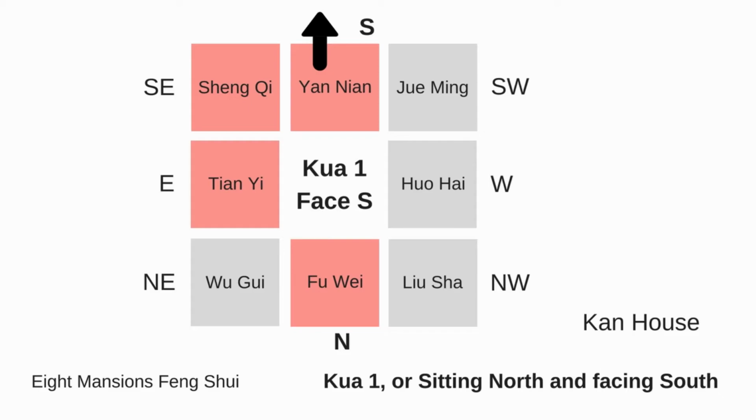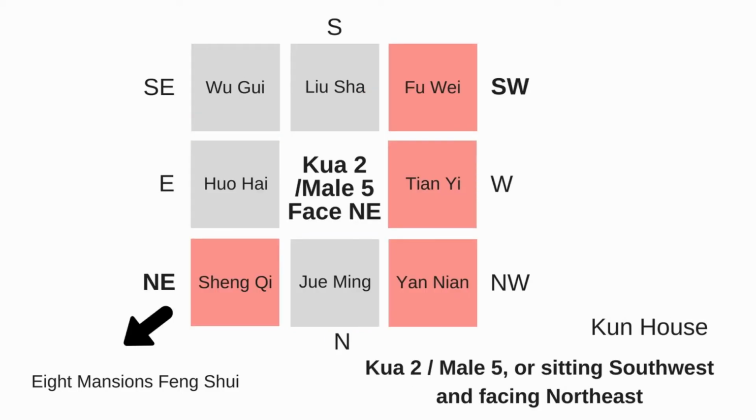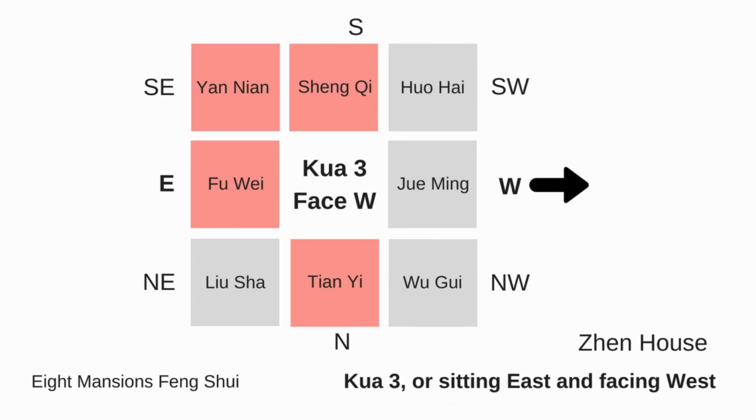Here are the 8 different charts for the 8 mansion style feng shui. The first one is for personal Life Gua number 1 or Kan house. That's the house sitting north and facing south. The second chart is for Life Gua number 2 or the Life Gua number 5 for male. Or for the house Gua when you have a Kun house or the house sitting in the southwest and facing northeast.